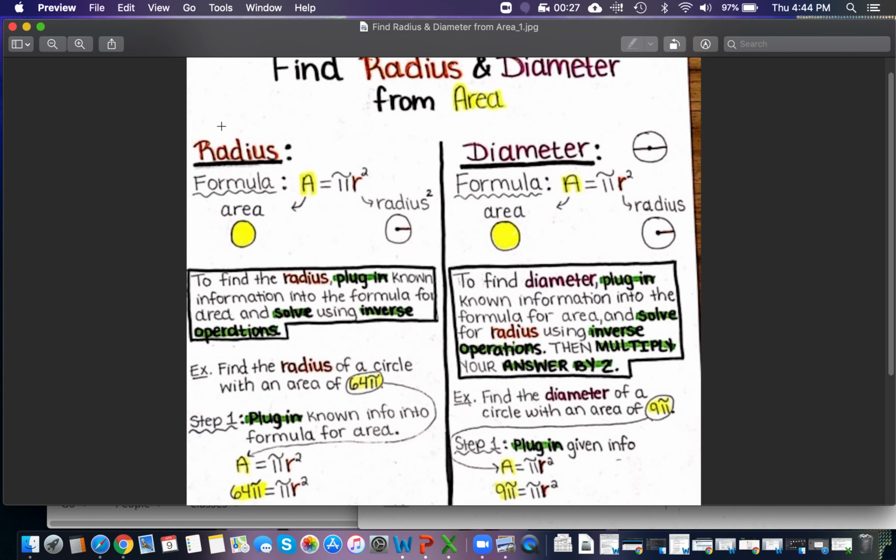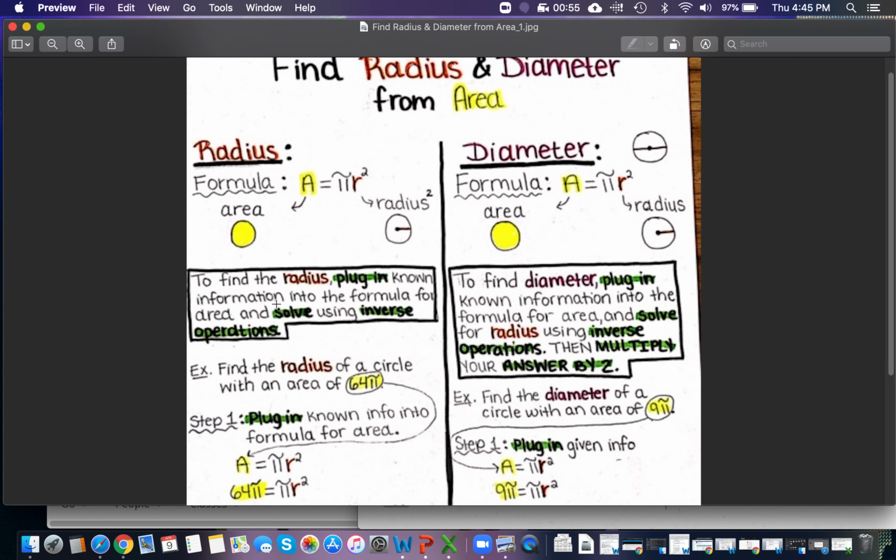So remember, the radius is the distance from the center of the circle to an edge. The area is talking about this space inside the circle. And the formula for finding area is area equals pi times the radius squared.